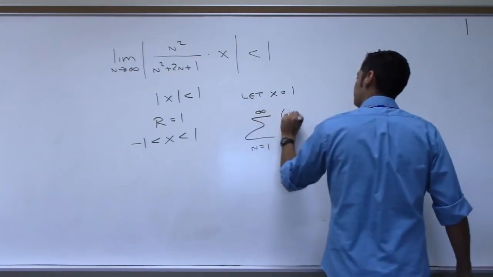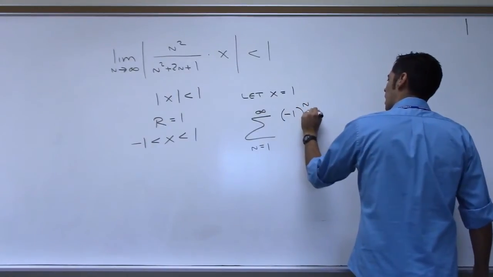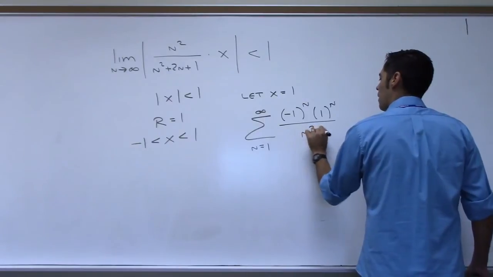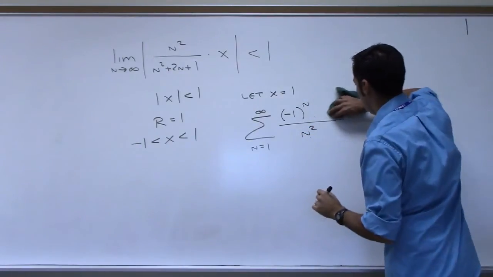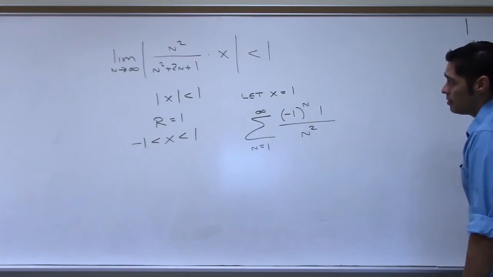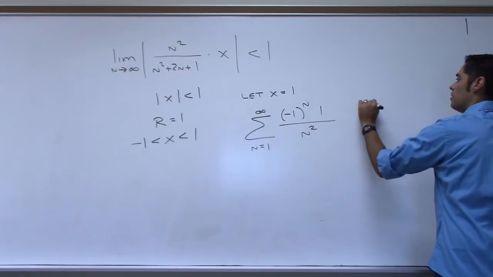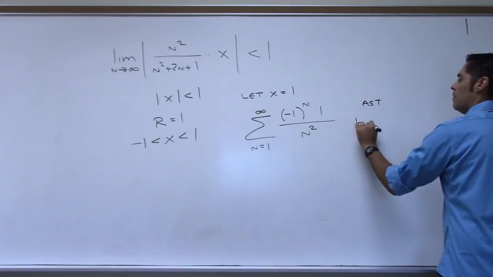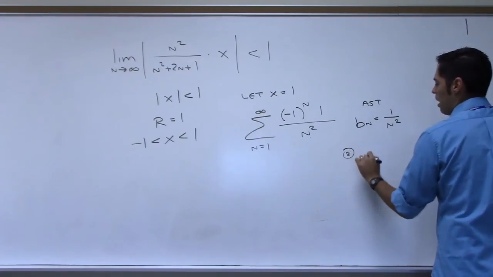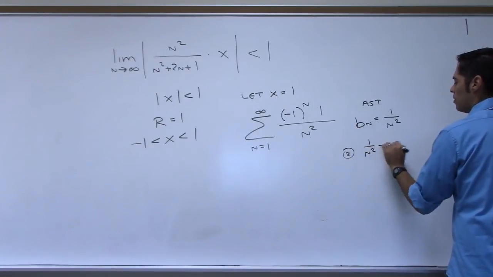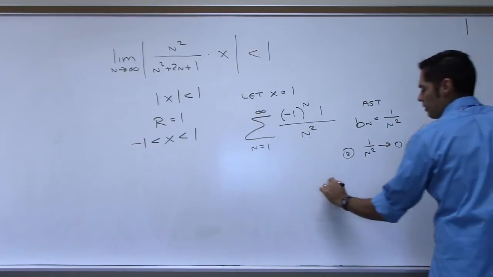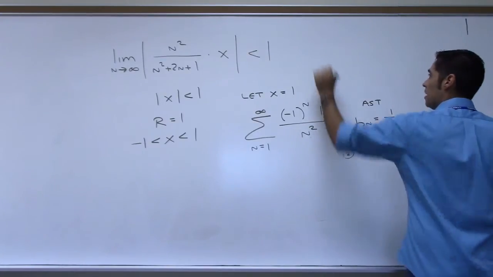Negative 1 to the n, and then 1 to the n over n squared. And of course, this is 1. And that's an alternating series. So I'm going to do the alternating series test. b sub n is just 1 over n squared. It's pretty obvious that 1 over n squared converges to 0, so I'm not writing the limit anymore. That's obvious. And then the first thing is to show it's decreasing.